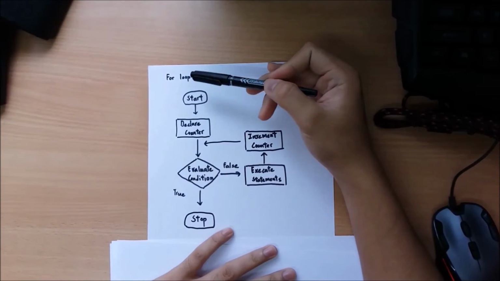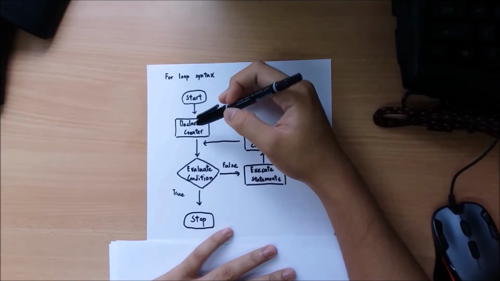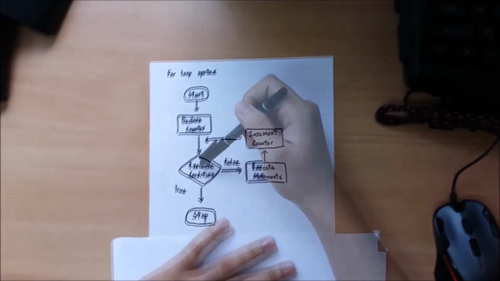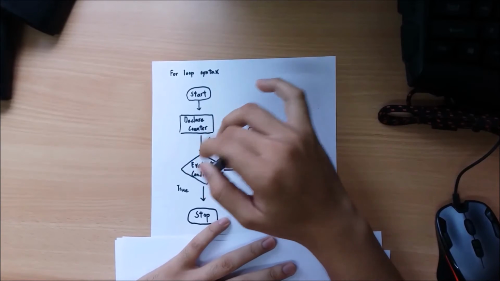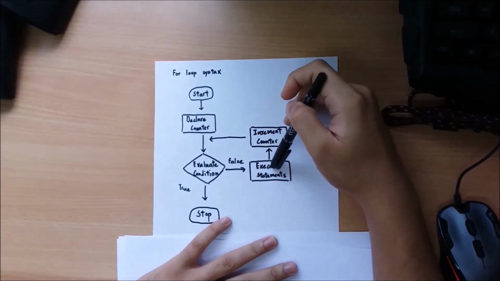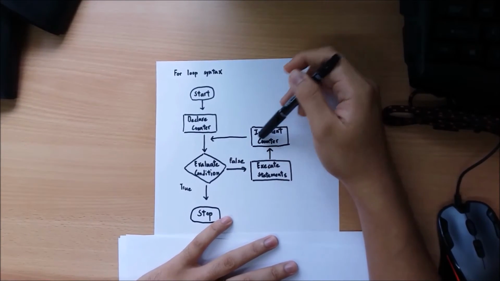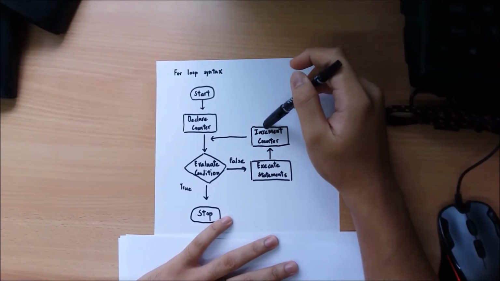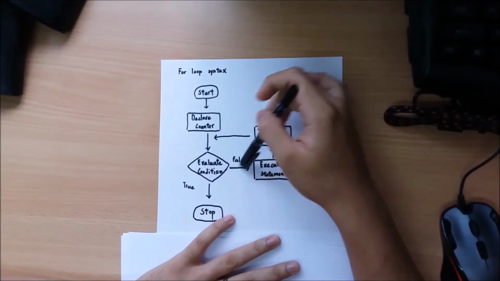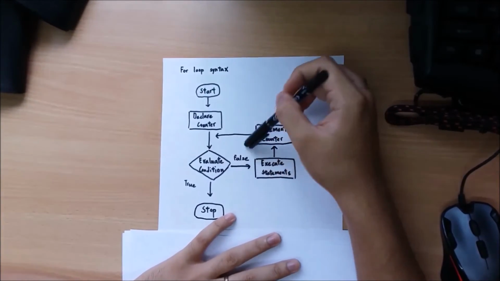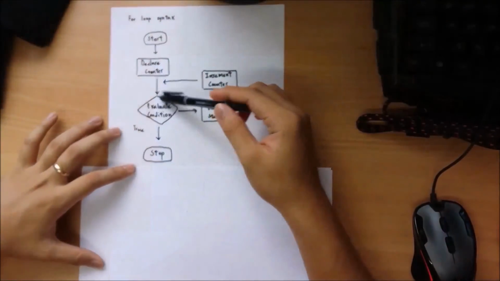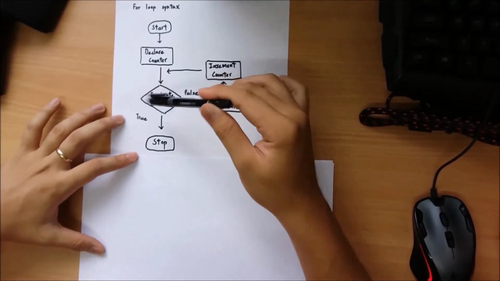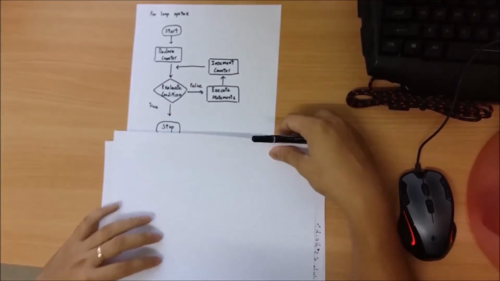First we start by declaring the counter and evaluating the condition. If the condition is true, we go to execute the statement, then go to increment the counter. We repeat until the condition is false, then the result will come out. Now I'm going to show you another example.